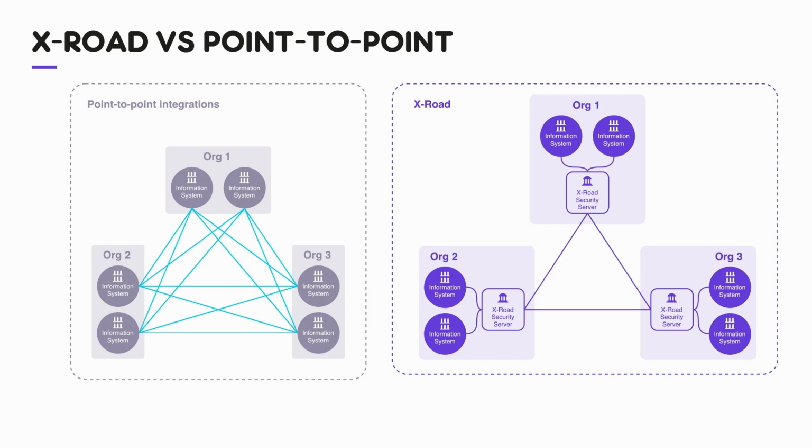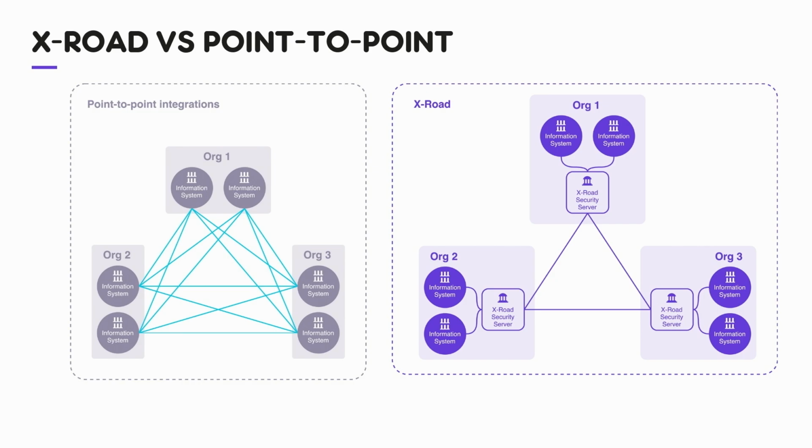For example, message routing, message logging, transport layer encryption, and authentication of the data exchange parties. Each organization has a security server that's connected to the organization's information systems. When the information systems need to communicate with external systems, all connections are established through the security server.